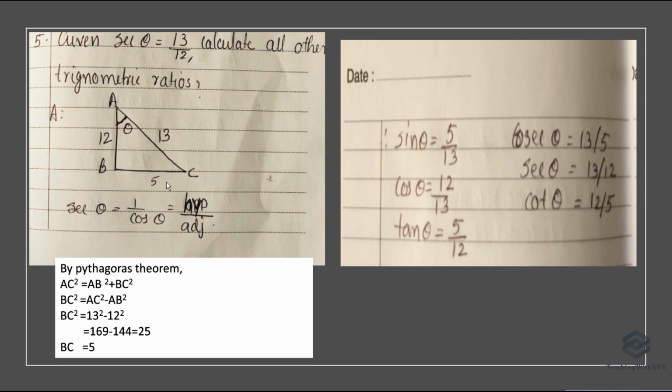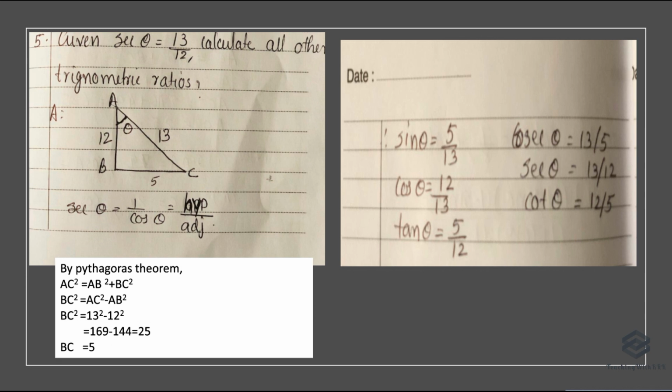BC measurement is missing. Find out BC by Pythagoras theorem. According to Pythagoras theorem, AC square equal to AB square plus BC square. Therefore BC square equal to AC square minus AB square. Here AC is 13, AB 12. 13 square minus 12 square equal to 169 minus 144 equal to 25. Therefore BC equal to 5. Now you got all the three sides measurements. Now find out all the trigonometric ratios.